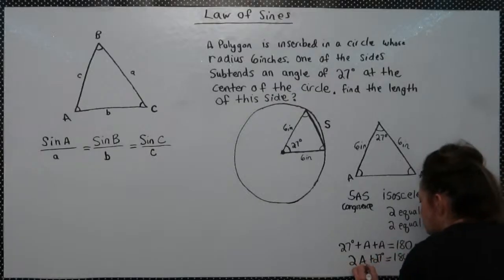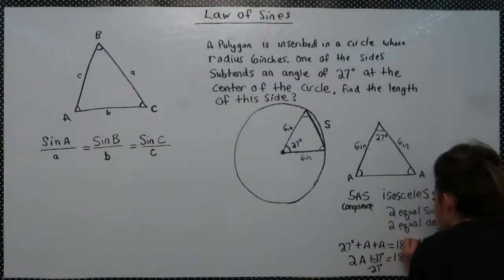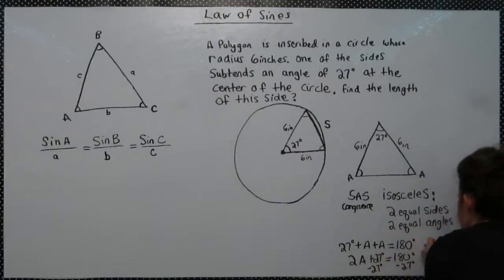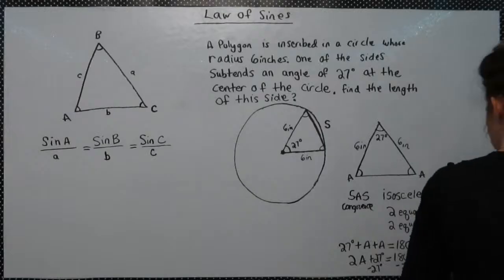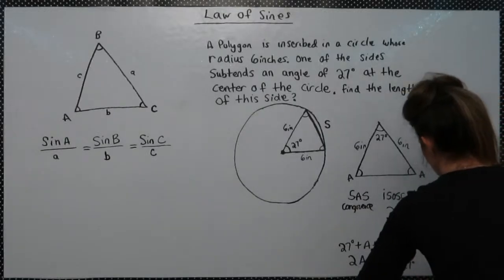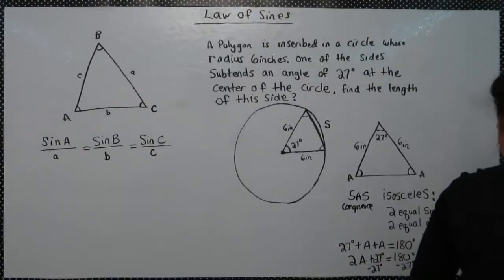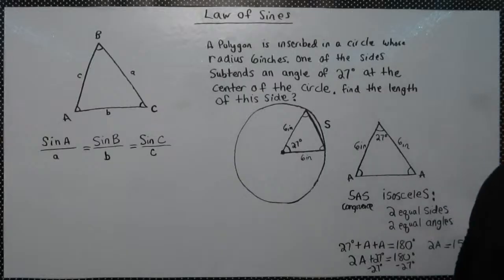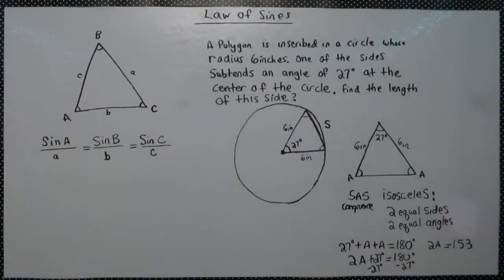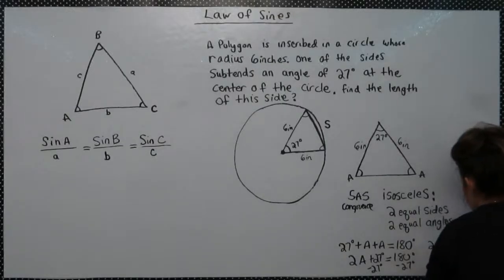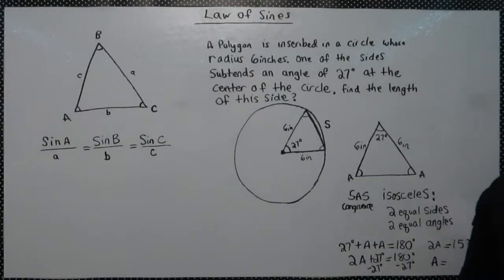And then we'll subtract the 27 degrees from both sides. And this is going to give me 2A equal 180 minus 27. And that is 153. And then you divide by 2. That is 76.5. So the missing angle is 76.5.